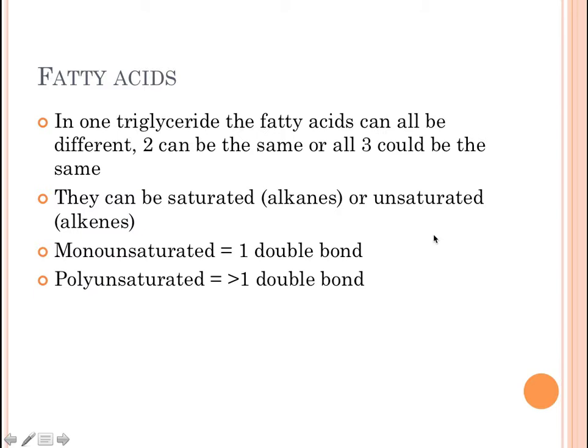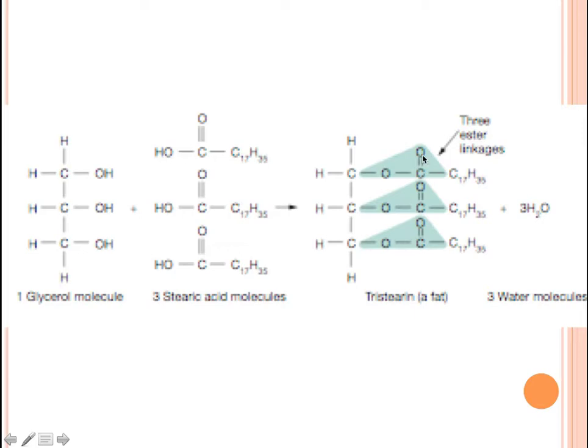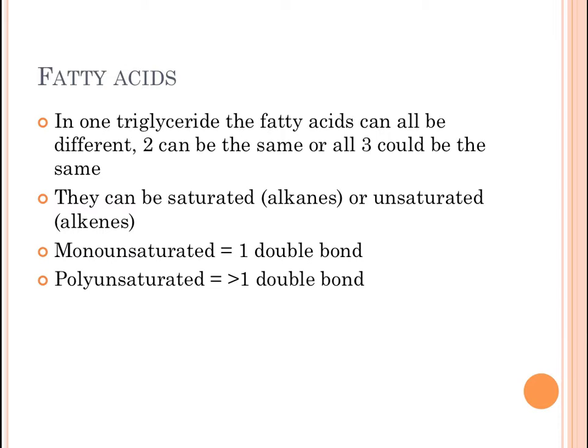The fatty acids can be saturated, alkanes, or they can be alkenes. If we say something is saturated, it means all the carbon-to-carbon bonds are single bonds. If it's monounsaturated, it's got one carbon-to-carbon double bond. And if it's polyunsaturated, more than one carbon-to-carbon double bond. It's important to specify carbon-to-carbon, because if we look at it, they've all got a carbon-to-oxygen double bond. So it's not enough just to say the unsaturated ones have got double bonds. They've got carbon-to-carbon double bonds.